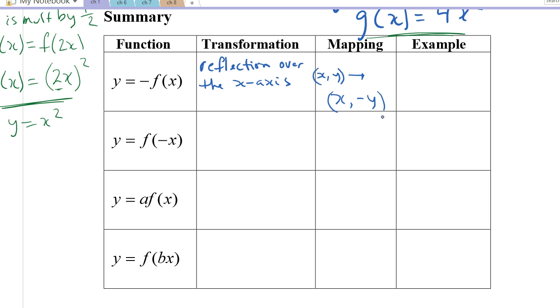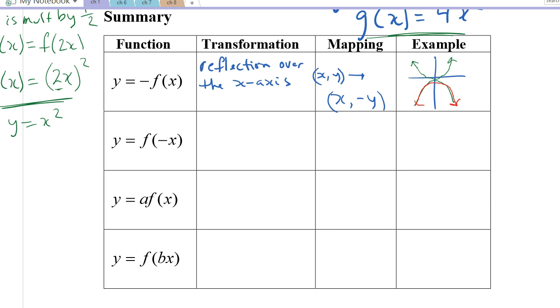So an example here would be if we had a graph that the original function, say, looks like this, then my reflection is going to look like this. Oh, I was trying to do red on that one. Let's try it again. My reflection would look like that.